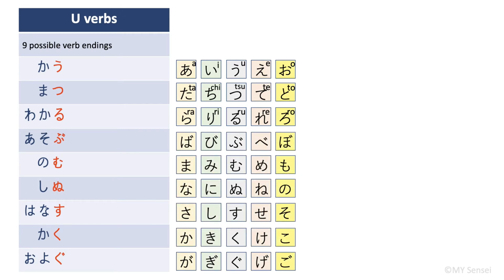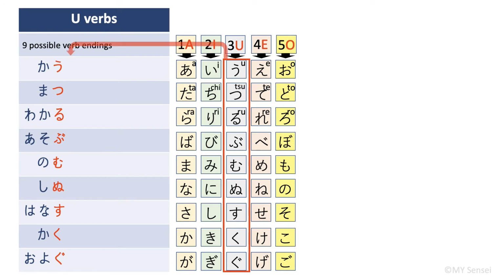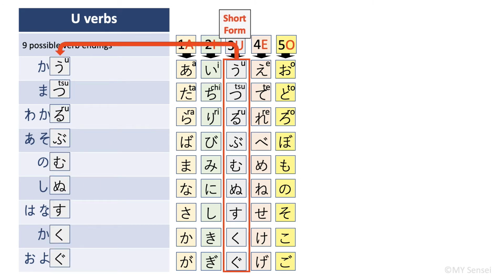Please note, column 1 has all of the A sound characters, column 2, I sounds, column 3, U sounds, column 4, E sounds, and column 5, O sounds. I hope by now you have noticed that the endings of U verbs are just like the ones in column 3. Basically, column 3 contains the ending of U verbs in their short forms. It is very important to know this table well as you will use it for U verb conjugations.